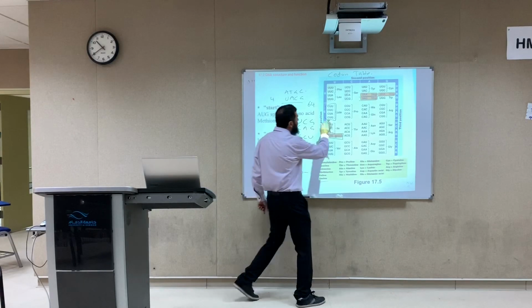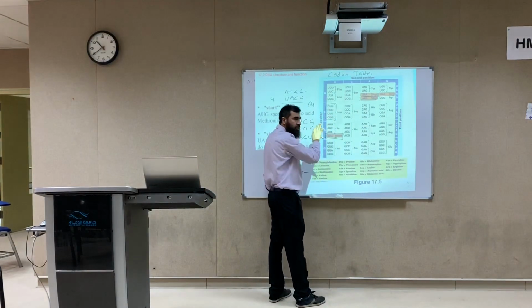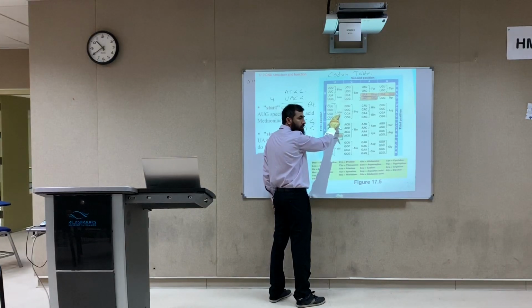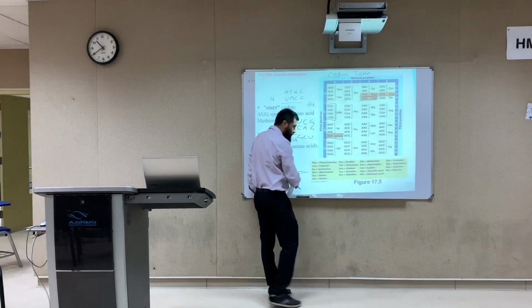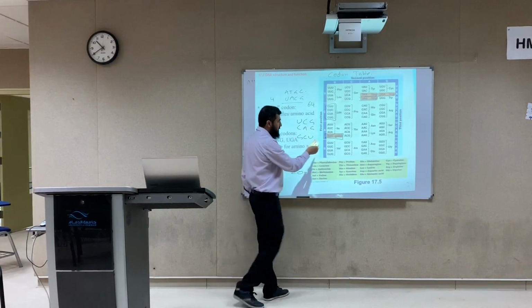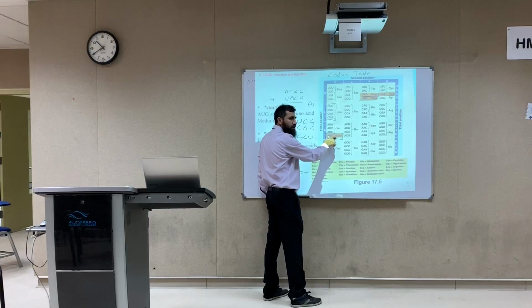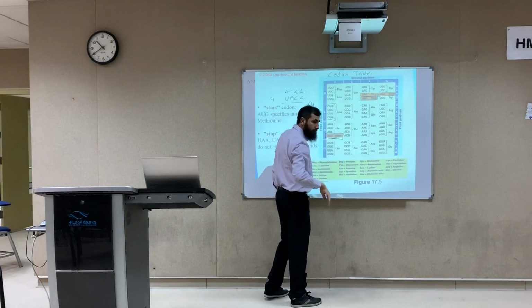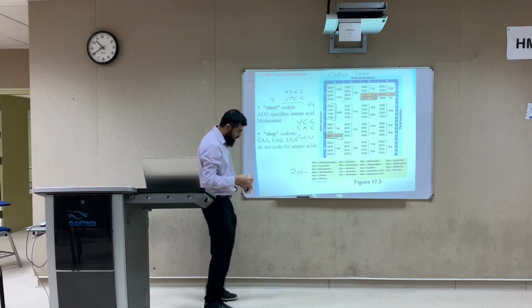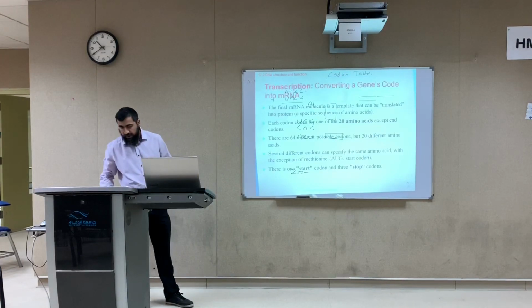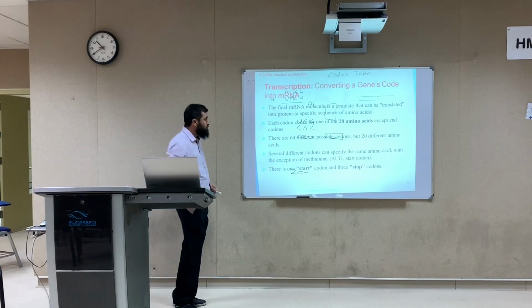And several different combinations can code for 1 amino acid, okay? Because we only have 20, and the AUG is the only one that codes for the start, or it can also code for methionine within the protein, all right? Let me just go back to here.